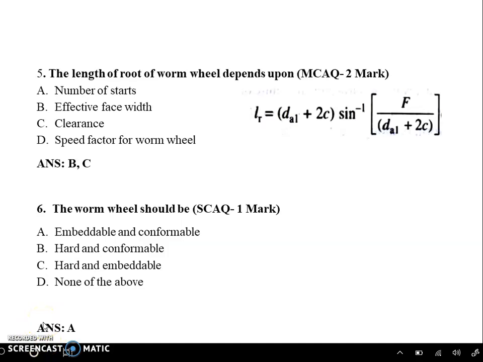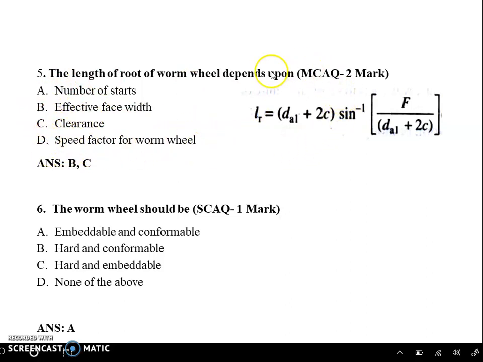Next, come to the next MCQ here. Lead angle, the length of root of worm wheel depends upon. So the length of root of worm wheel, for that: number of starts, effective phase width, clearance and speed factor of worm wheel.